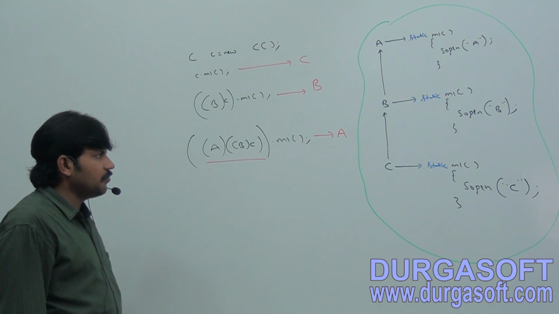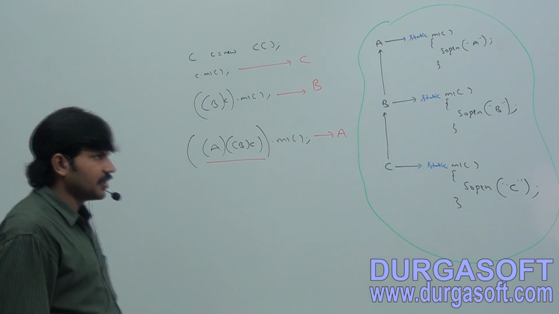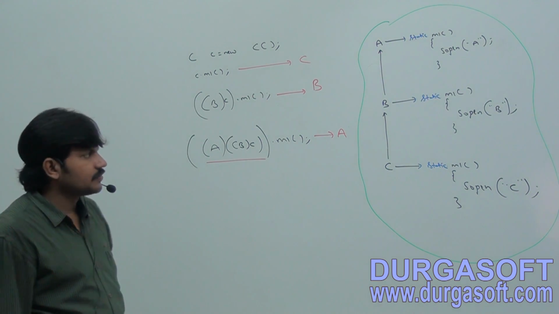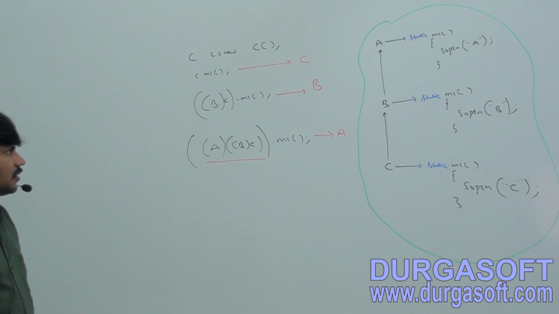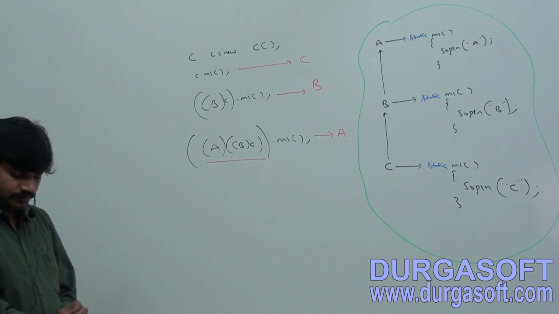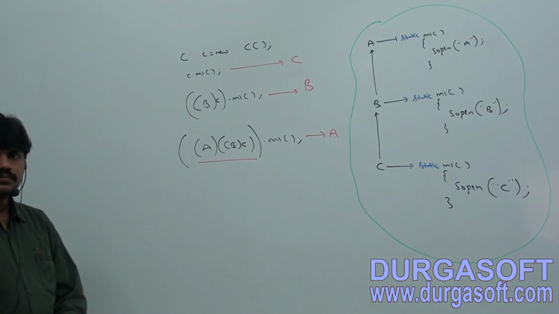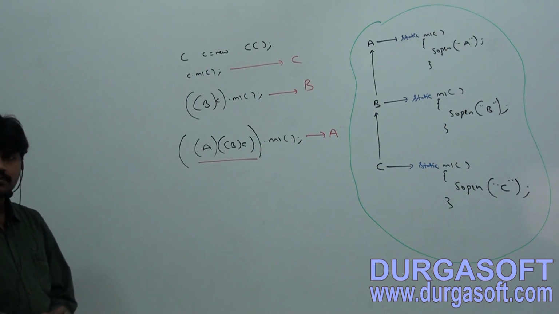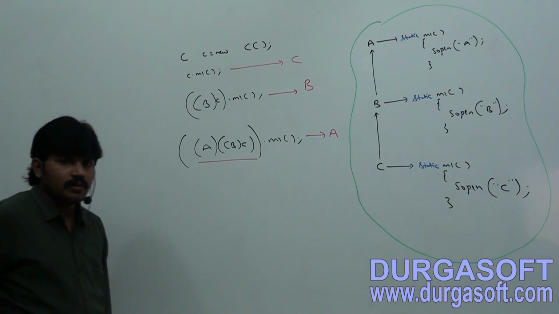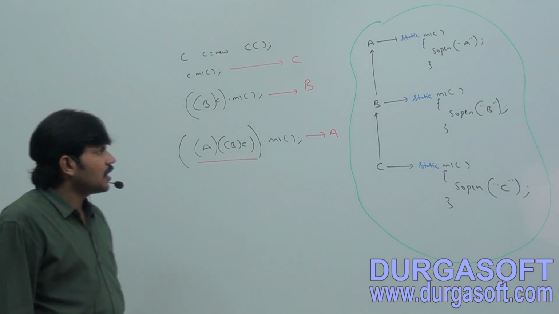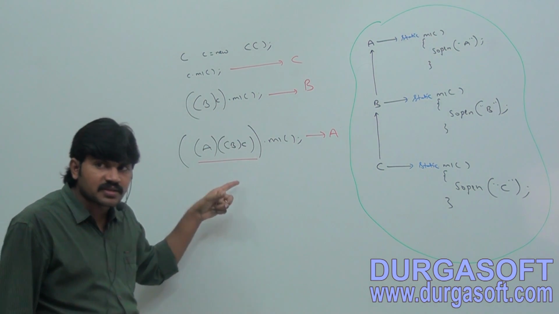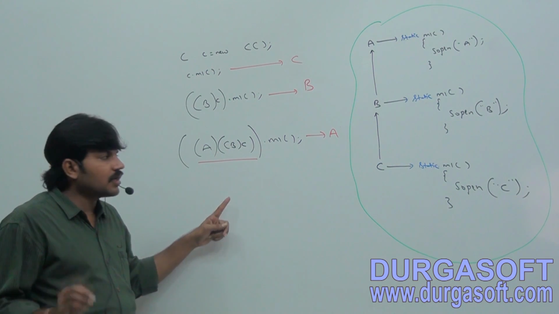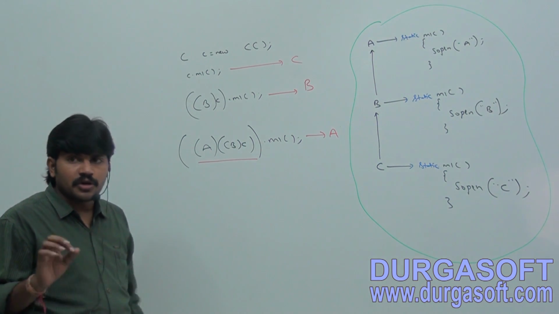In all cases, C, B, A. Of course, different answers we are getting. C, B, A, in all cases. Completed, right? Now why is CBA the answer? What is this concept? Method hiding, and the method resolution is always based on reference type.